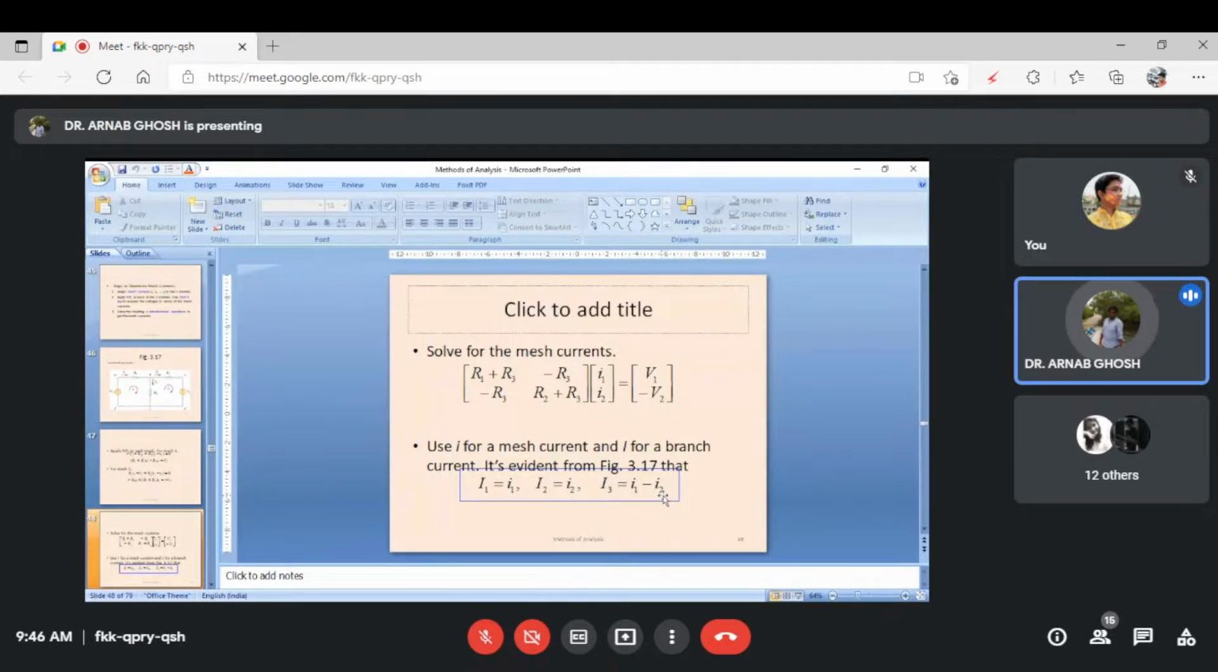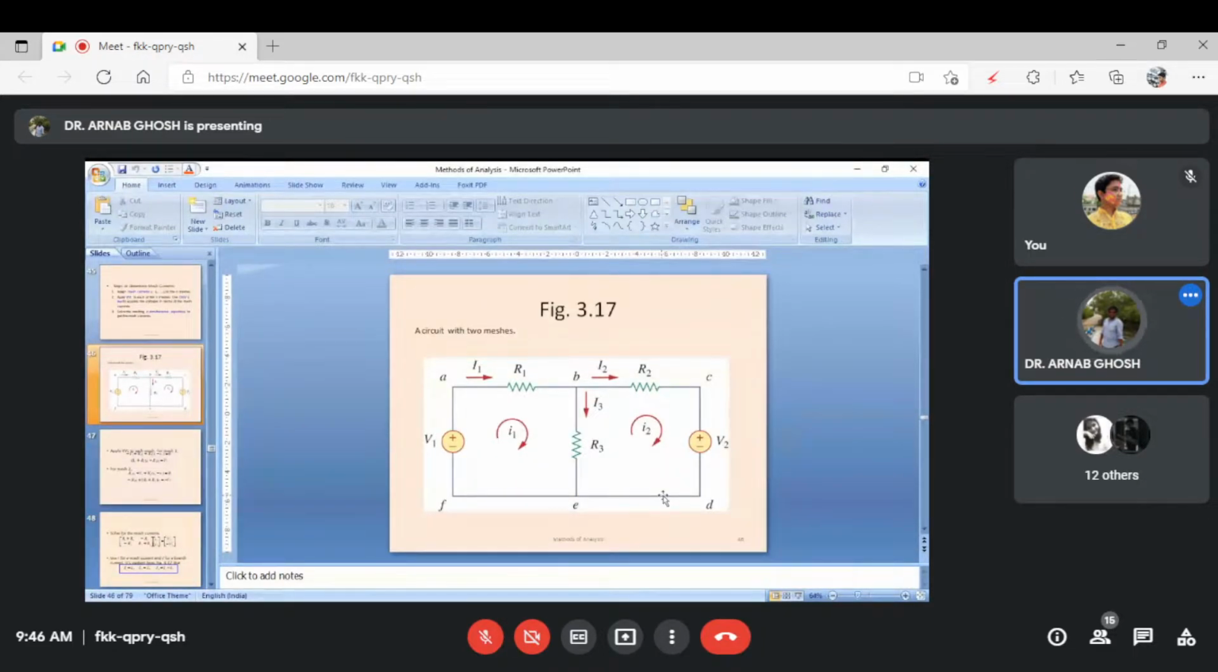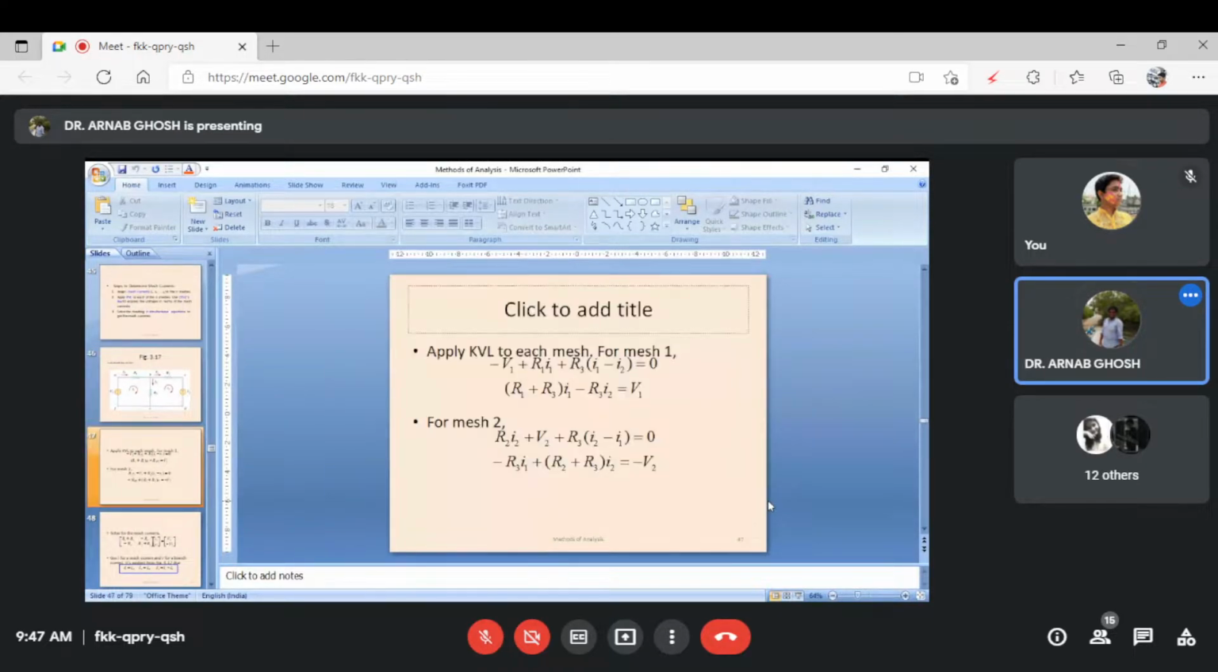And once you have identified the mesh currents, you can calculate the branch currents. So what will be our branch currents? Capital I1 will be equal to small I1, capital I2 will be equal to small I2, and capital I3 will be equal to small I1 minus small I2. Okay. So here your unknowns are the loop currents. You have to calculate those to get the other parameters. Is this clear?